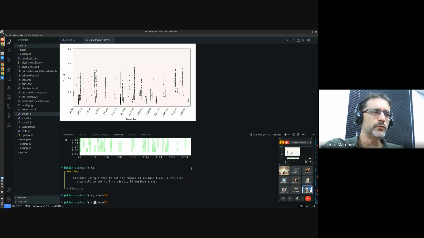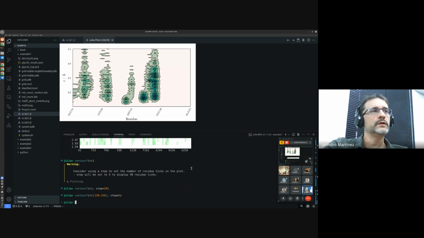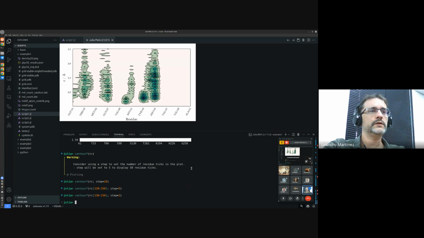What can we do? We can slice the residue contribution object, plotting the residues from 130 to 150. This is like slicing an array. You are slicing the residue contribution object, and then we are going to plot now only the contributions of the residues that are within, in this case, 130 to 150, and now we got this image.